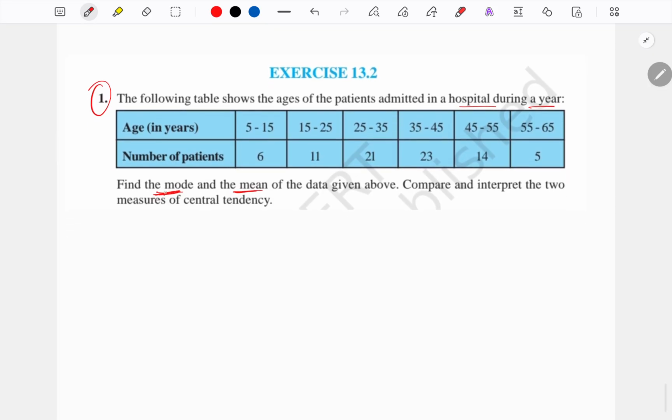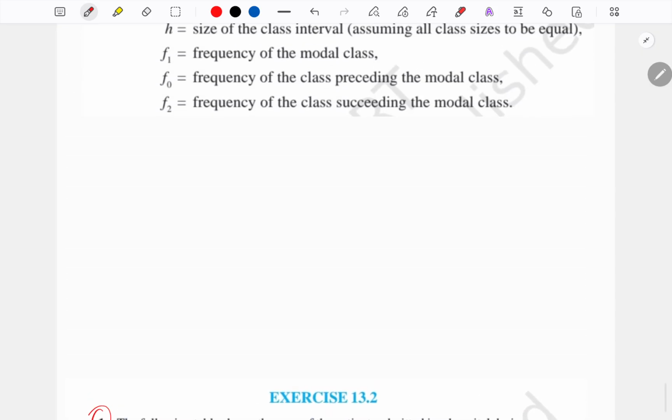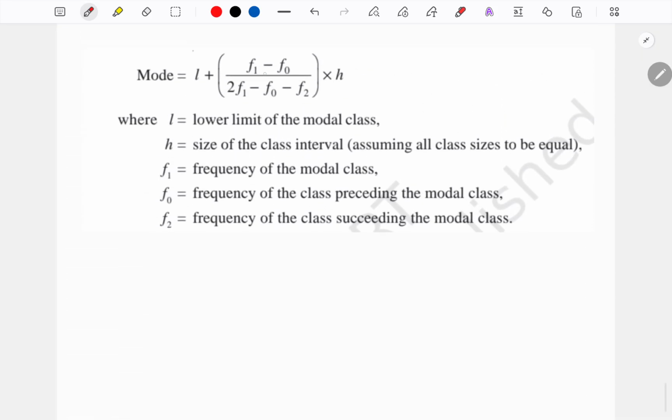Now to find the mode, see what the formula is. The formula is L plus this. Now L is the lower limit of the modal class. Now how to find this? First we need to find the modal class. If you can find this modal class, then you will easily get L. See, H is the size of the class interval. The size of the class interval we can find easily.